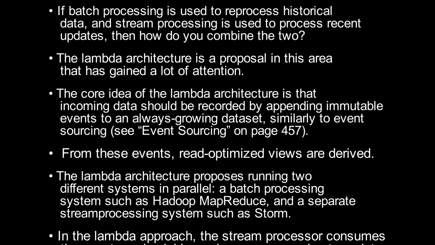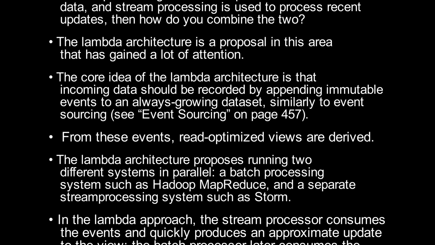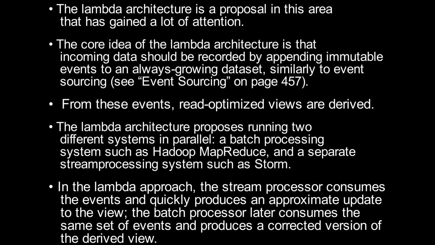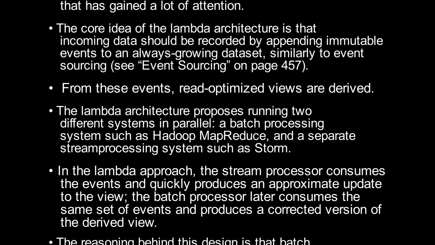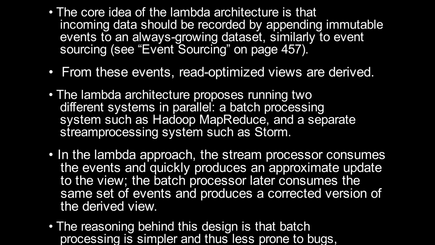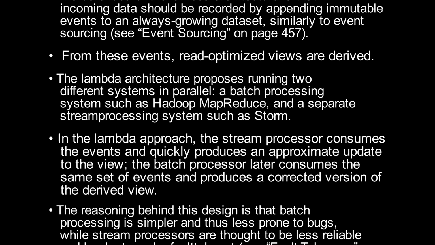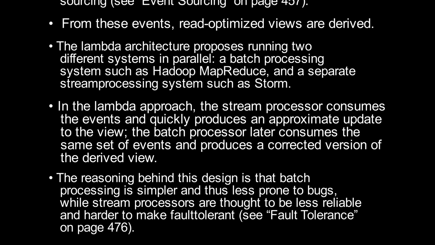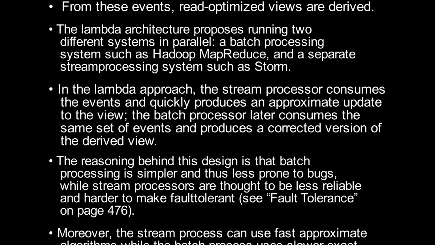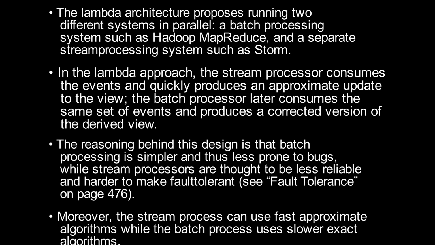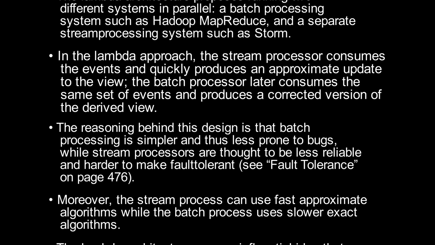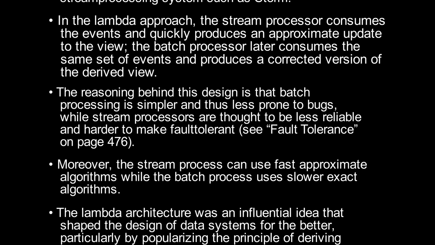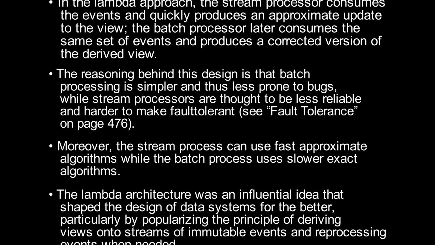The Lambda architecture proposes running two different systems in parallel: a batch processing system such as Hadoop MapReduce, and a separate stream processing system such as Storm. In the Lambda approach, the stream processor consumes the events and quickly produces an approximate update to the view. The batch processor later consumes the same set of events and produces a corrected version of the derived view. The reasoning behind this design is that batch processing is simpler and thus less prone to bugs, while stream processors are thought to be less reliable and harder to make fault-tolerant. See fault tolerance on page 476. Moreover, the stream process can use fast approximate algorithms while the batch process uses slower exact algorithms.